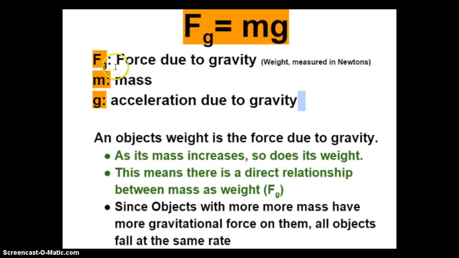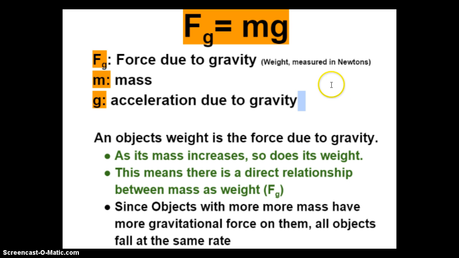Okay, so in this equation we know that F sub g is the force due to gravity. We can also call that weight. m is mass measured in kilograms, and g is the acceleration due to gravity. We've been using the values either 9.8 meters per second squared or 10 meters per second squared.